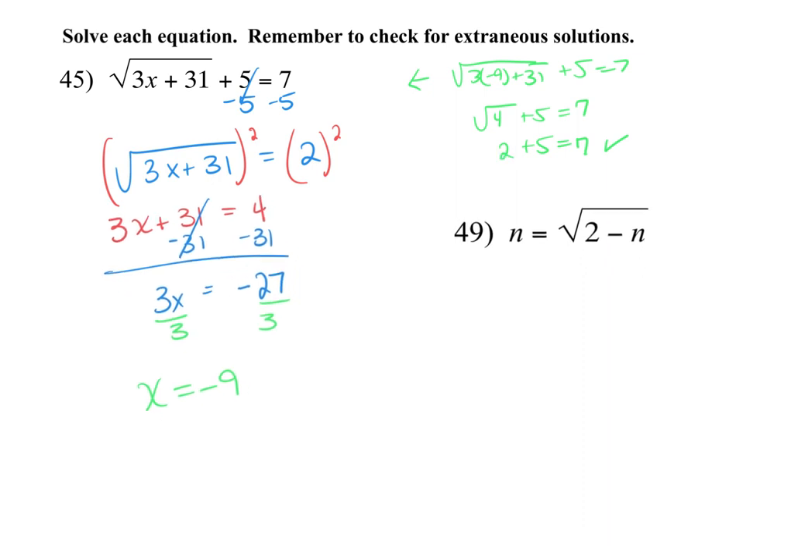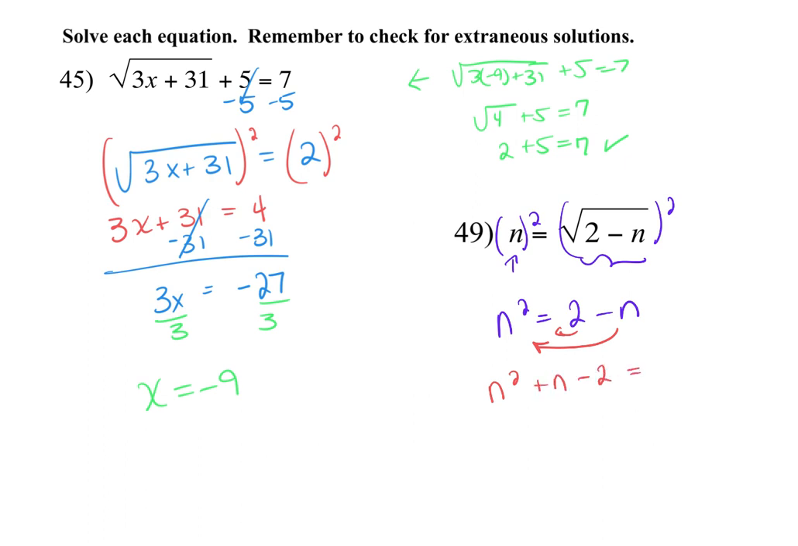The radical is actually already by itself, so I can go straight to my squaring. However, this is going to be n squared. I will get what is inside here. Anytime you have a variable squared, you want to move everything to one side and factor and solve. So I'm going to move the n over and the 2 over. That becomes plus n minus 2 equals 0.